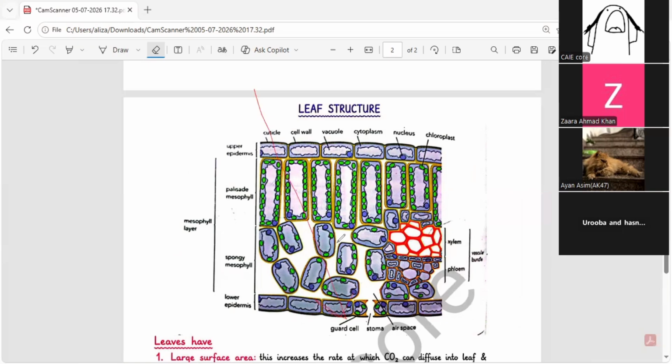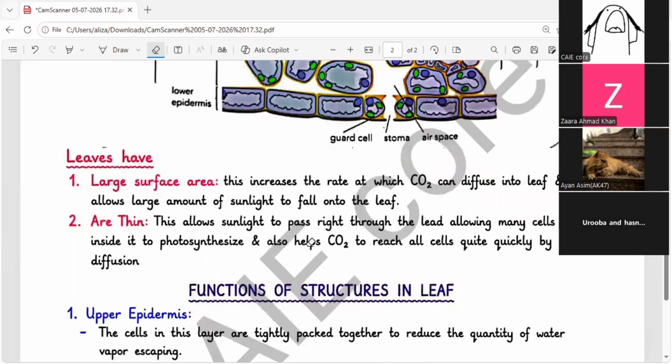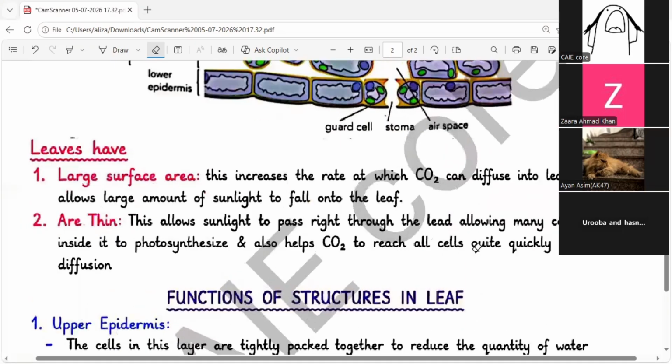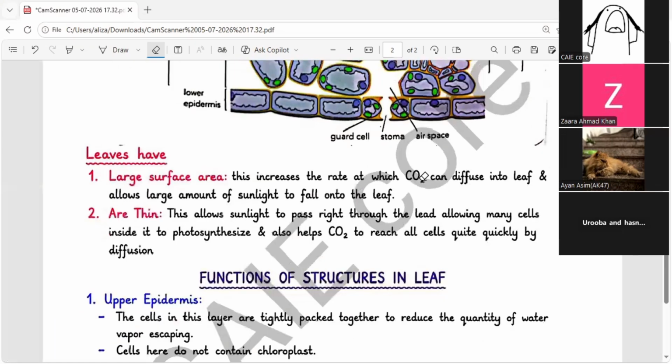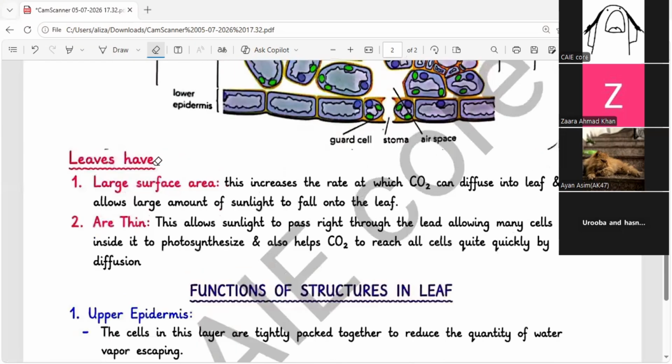Okay, and the other reason why it's so thin is that it allows carbon dioxide to reach all the cells quite quickly by diffusion. When diffusion takes place quickly, carbon dioxide can reach all of the leaf cells, which is why it is so thin. All right, so make sure you know the two characteristics of a leaf, that is large surface area and that they are very thin, and what is the use of each of them.